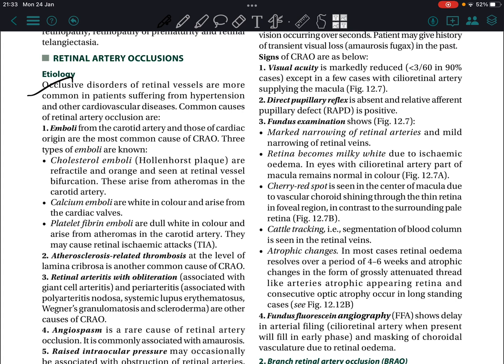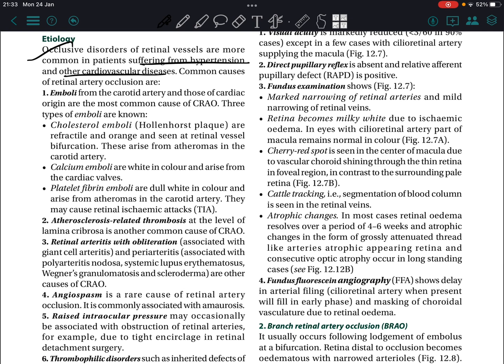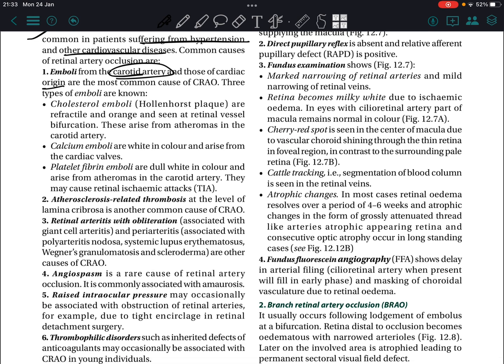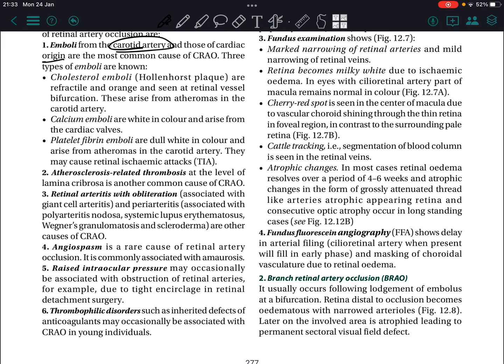Occlusive disorders of retinal vessels are more common in patients suffering from hypertension and other cardiovascular disorders. A common cause of retinal artery occlusion is emboli from the carotid artery, and those of cardiac origin are most common. Three types of emboli: cholesterol emboli, calcium emboli, platelet fibrin emboli.